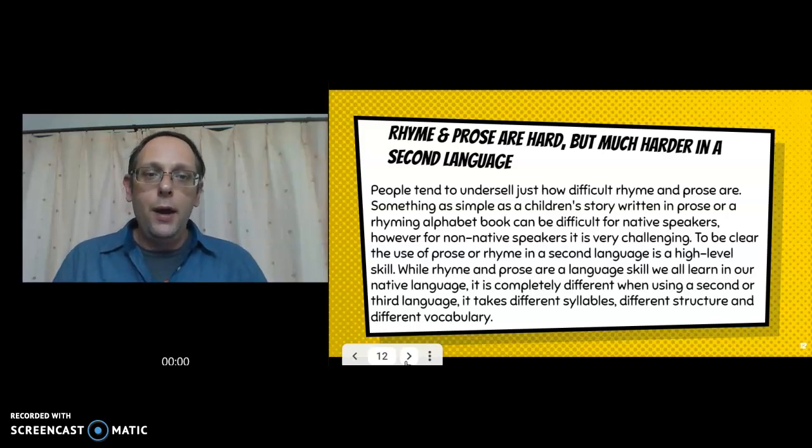So use of prose and rhyme in a second language is a high-level skill. It's not something that beginners can do. It is, however, a language skill that's useful, and if you're trying to learn another language and you want to present your writing as a native speaker or near-native speaker, it's definitely a skill you're going to require.